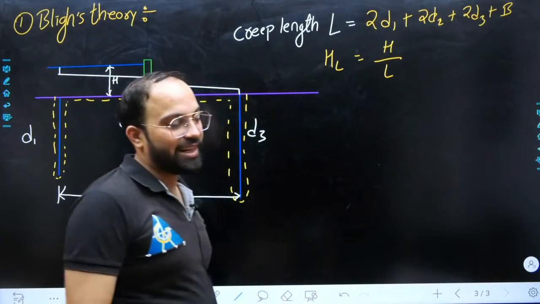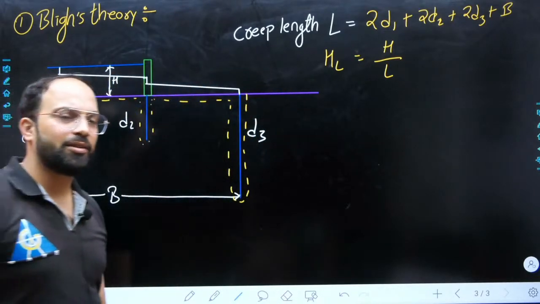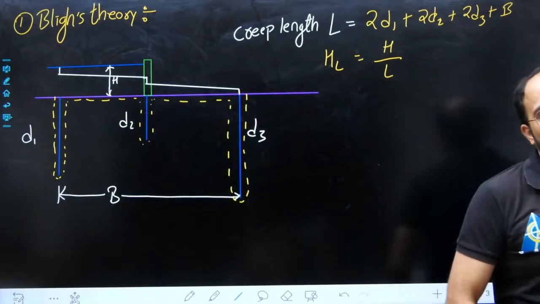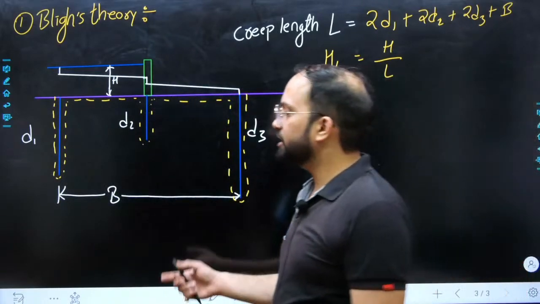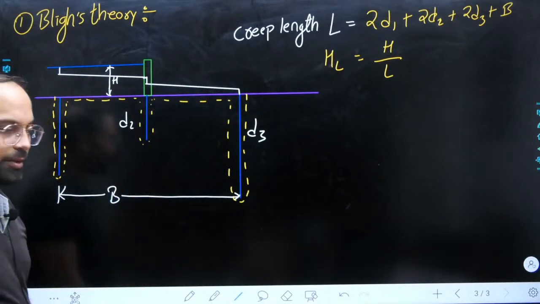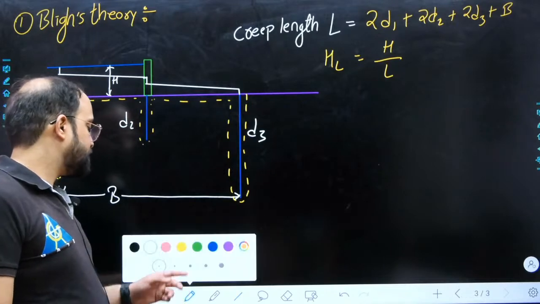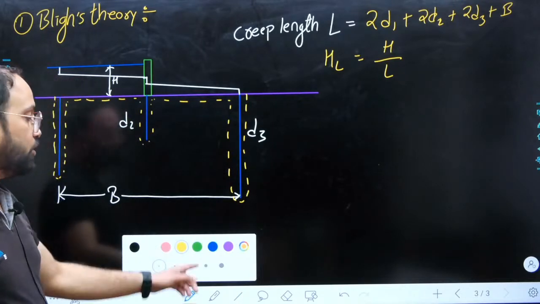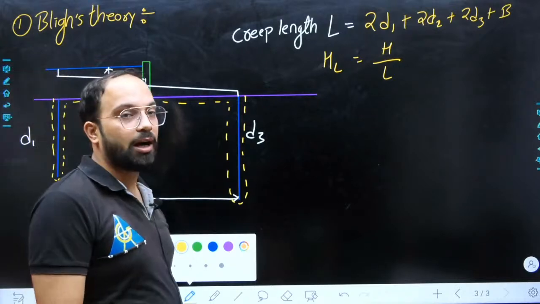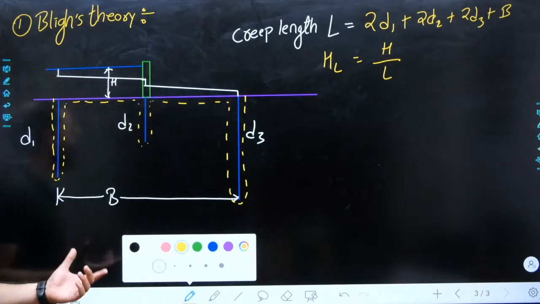You can give L1, L2 also. No problem. You can mention L1, L2 in place of B. Okay? So this is about Blake's theory. I hope this is clear.